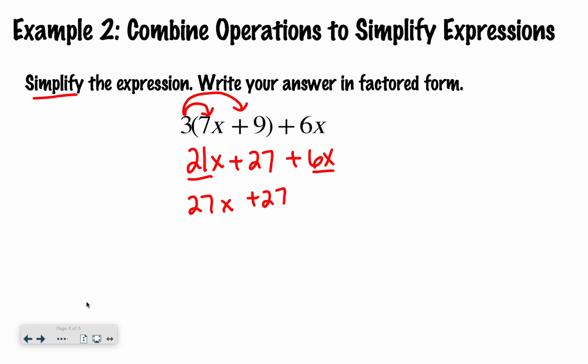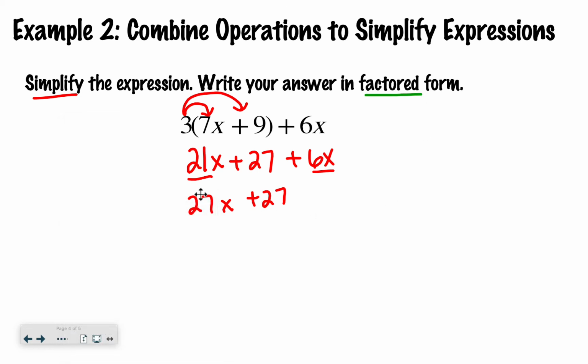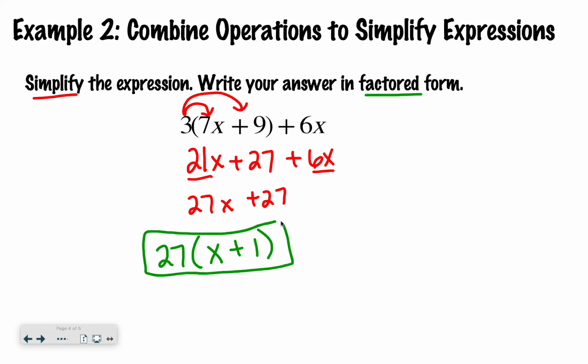That's my simplified version. Then I want to go ahead and factor it. So 27x plus 27. What's the biggest number that goes into both of those? It would be 27. Okay, so when the numbers match, that's the number that goes outside. And then 27 divided by 27 is 1x. And then 27 divided by 27 is a positive 1. So my answer is 27 parentheses x plus 1. If you have questions about that, please be sure to ask for some help.